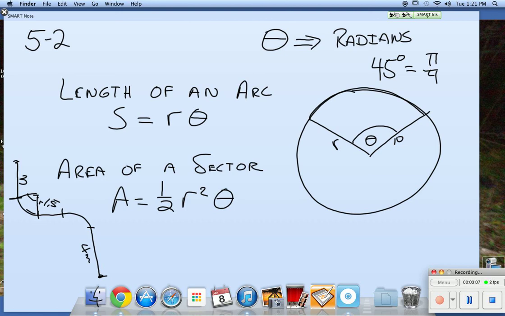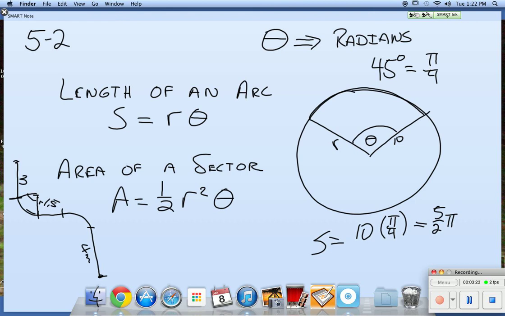So in this case, the length of my arc would equal 10 times pi over 4, or 5/2 pi, whatever that came out to. That would be the length of this arc right here.